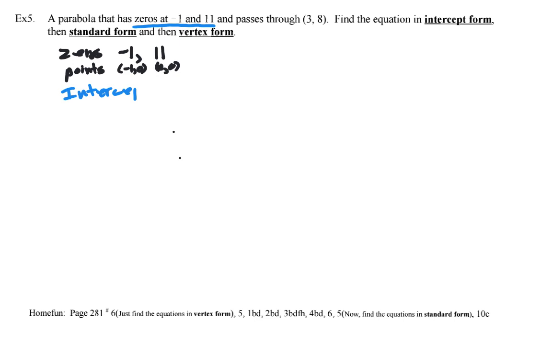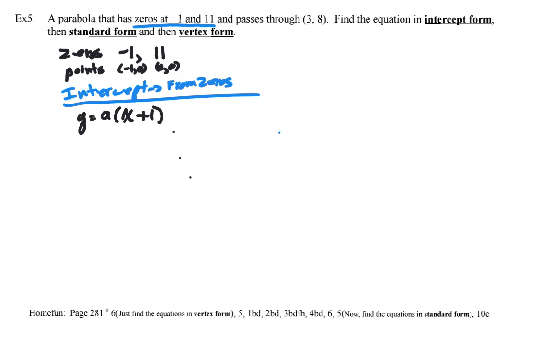The intercept form comes from the zeros. So what you do is you start with y is equal to a, and then you write (x, and now remember our original zero was minus 1. So instead of minus 1, we're going to put plus 1 here. So this matches with this, but we're using the opposite sign. And then the other bracket is going to be (x minus 11).